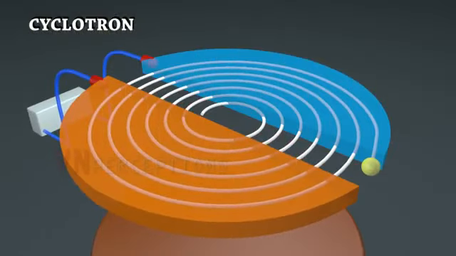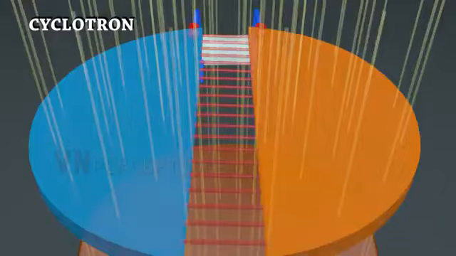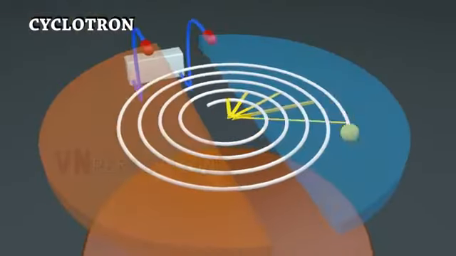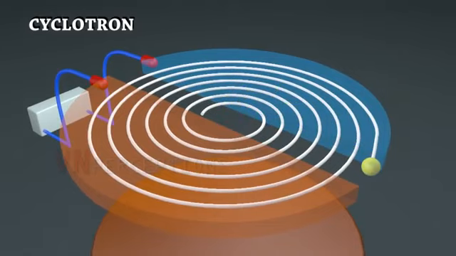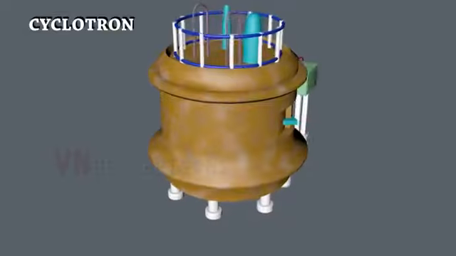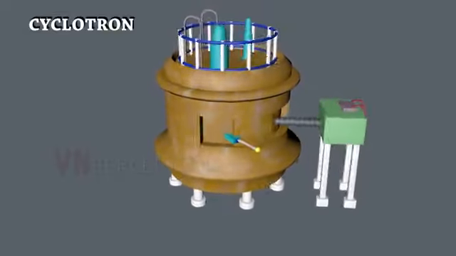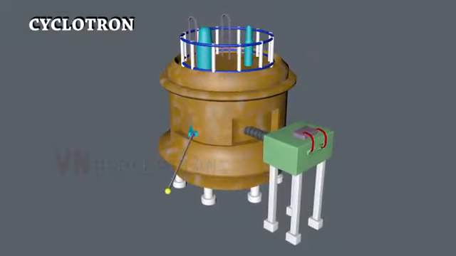If the velocity of a charged particle increases, the radius of its path also increases. Finally, when the particle has no more space to grow in radius, it is thrown out through a window. With such a high velocity, the particle has high energy and it hits the target.